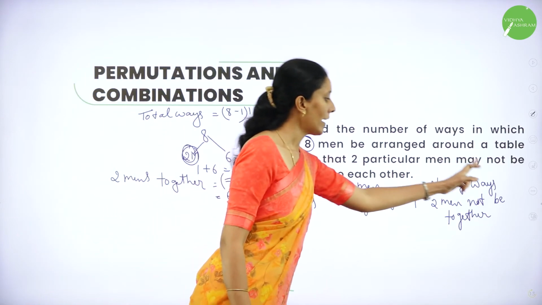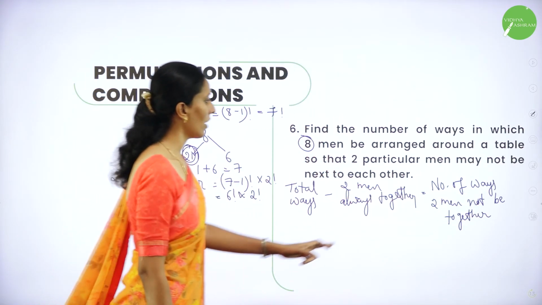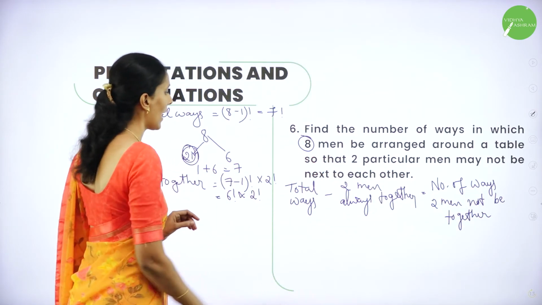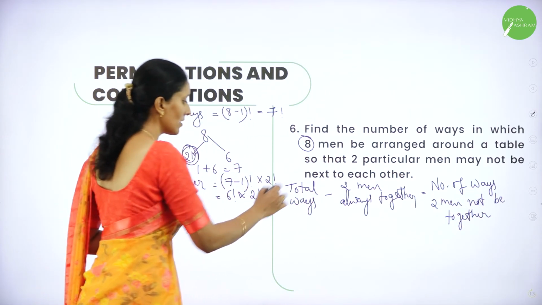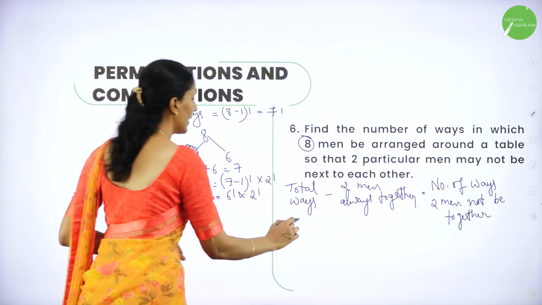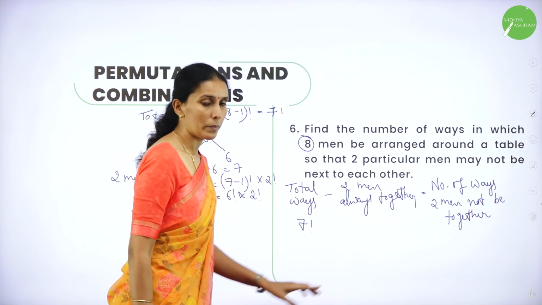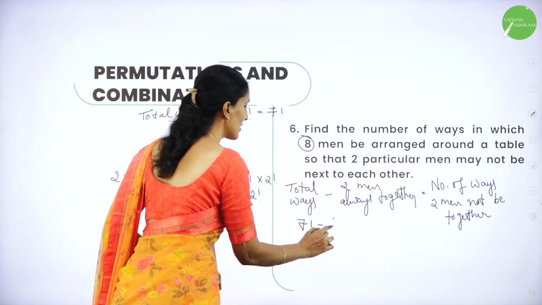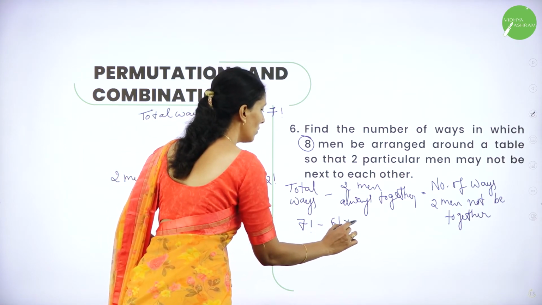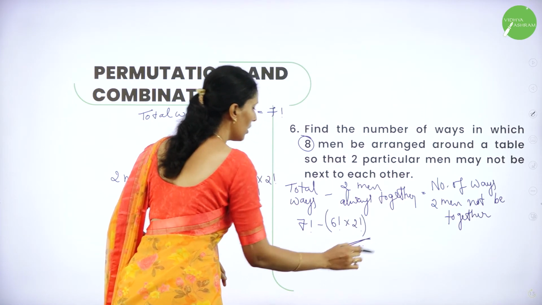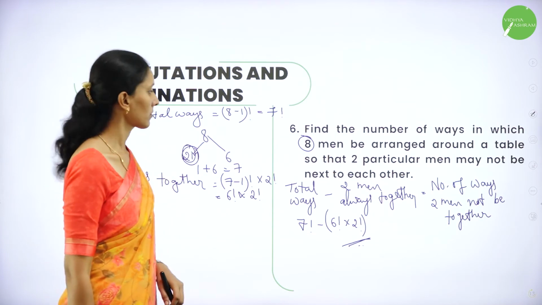Now I can subtract it directly. So therefore the number of ways 2 men not be together can be written like this. What is my total ways? It is 7 factorial. What is the total ways where 2 men can be together? That is 6 factorial into 2 factorial. So this is my answer for the given question.